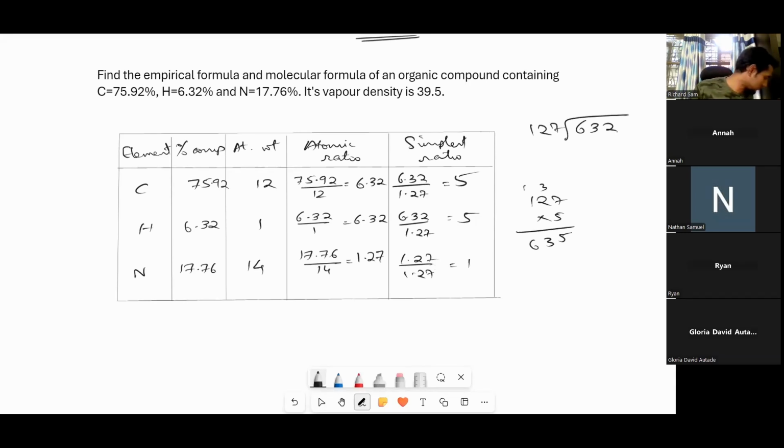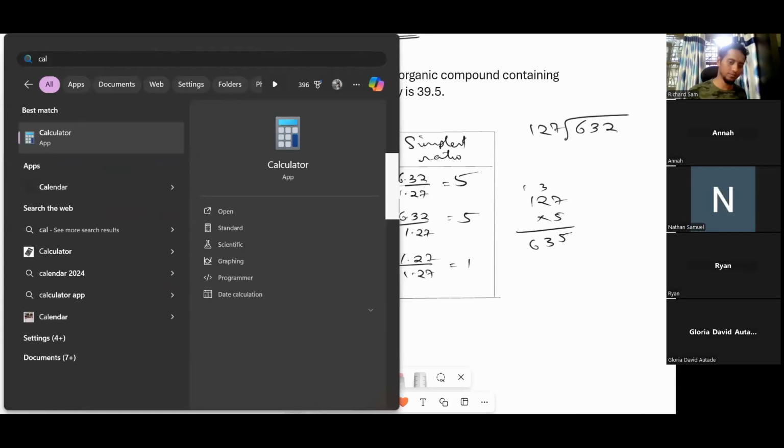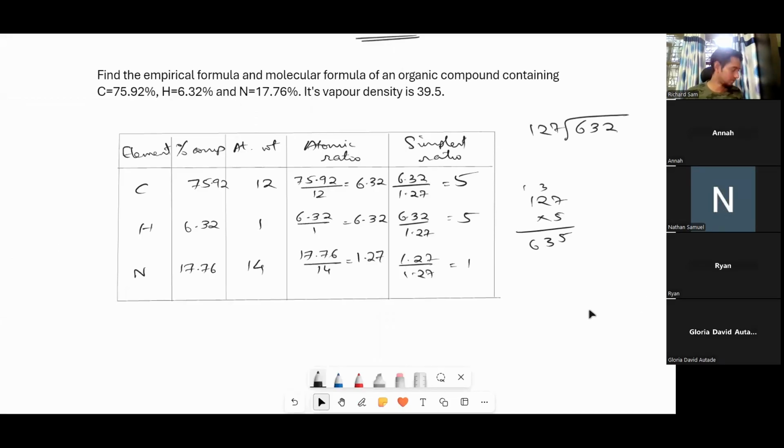How did you make that calculator? Put start and type calculator. Continue the rest and tell me the empirical and the molecular formula.